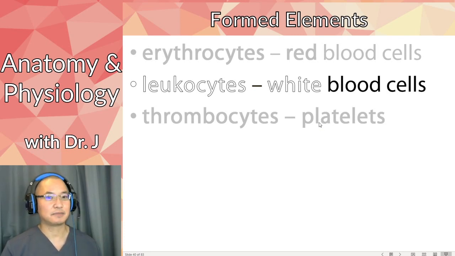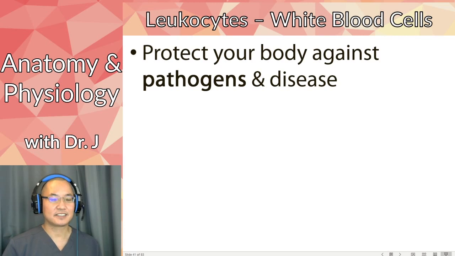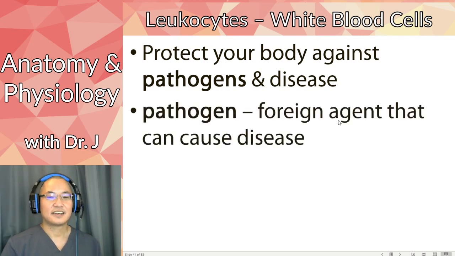But what are the white blood cells? Okay, so we know there are white blood cells, but what do they do? Well, what they do is protect your body against disease and foreign pathogens. They are your own little personal army, little soldiers that help to defend your body against things that can cause disease. A pathogen is any foreign agent that can cause disease.